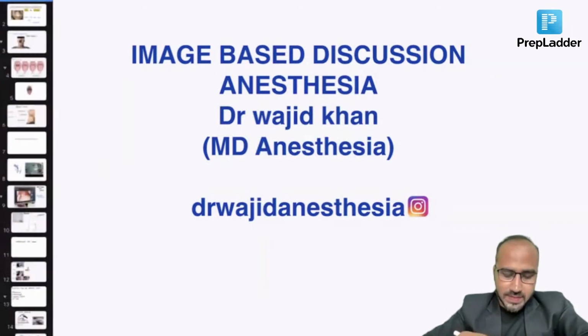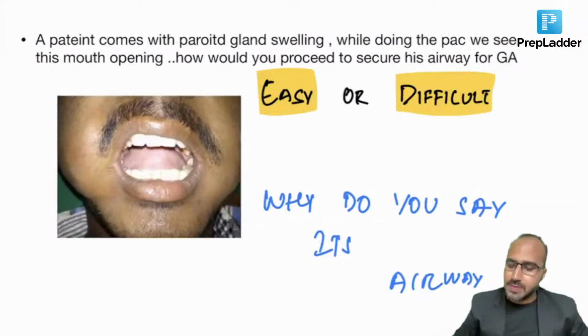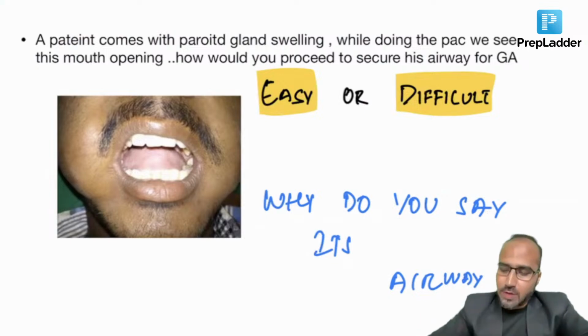Now, guys, starting with the session, we'll start with the first question. A patient comes with a parotid gland swelling. While doing the PAC, we see this mouth opening. How would you proceed to secure his airway for general anesthesia? This patient came to me for a PAC. He was having this much mouth opening.